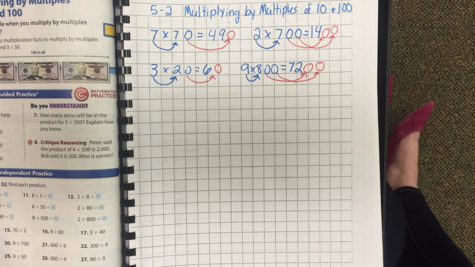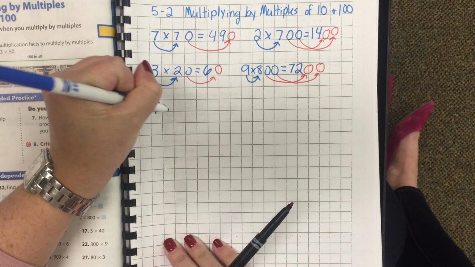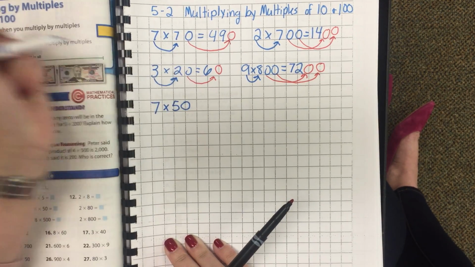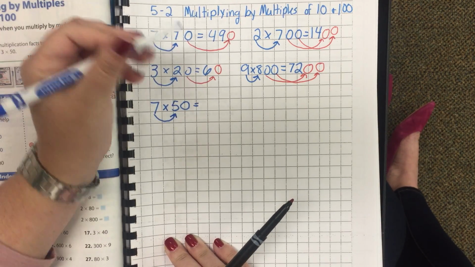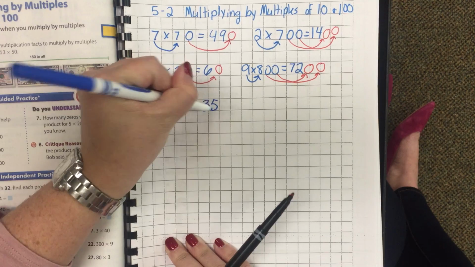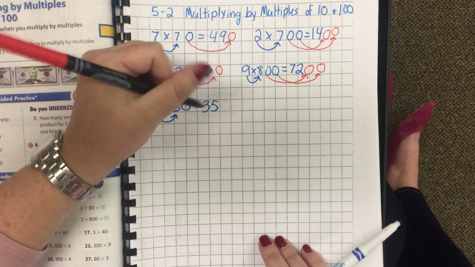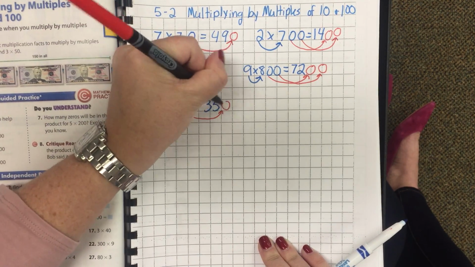Okay, next one. 7 times 50. All it's asking me to do here is really 7 times 5, which is 35. And then I'm adding on my 0.